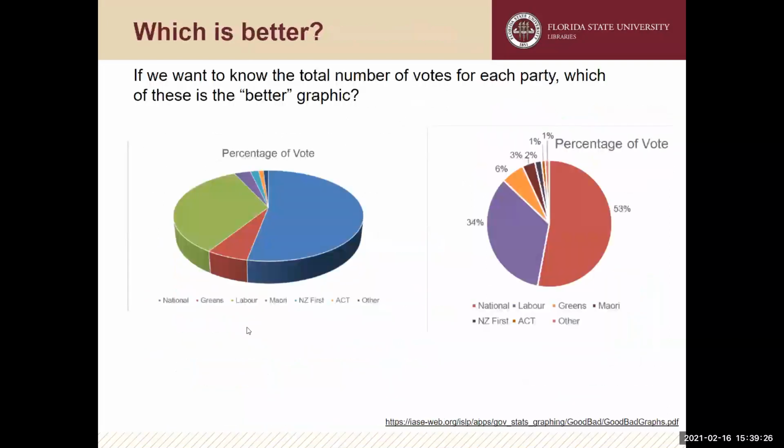So with that in mind, we have another example here. We have two graphics, one on the left and one on the right. This is votes, from an election that took place over in Europe, I think in the UK. If we're looking at these two graphics and we want to know the total number of votes for each party, which one of these is going to be the better graphic? Which one is going to give us a better idea of that information?